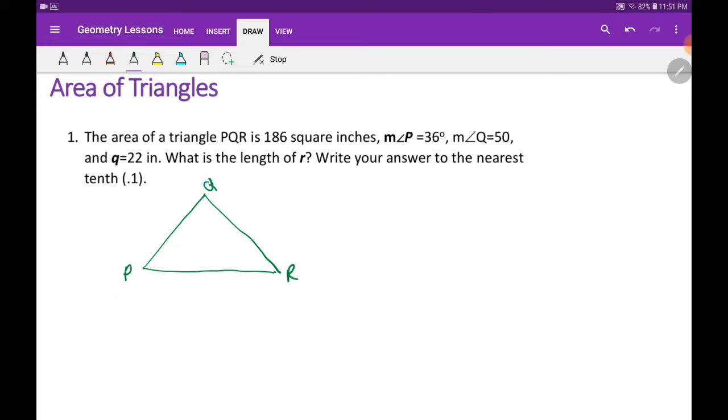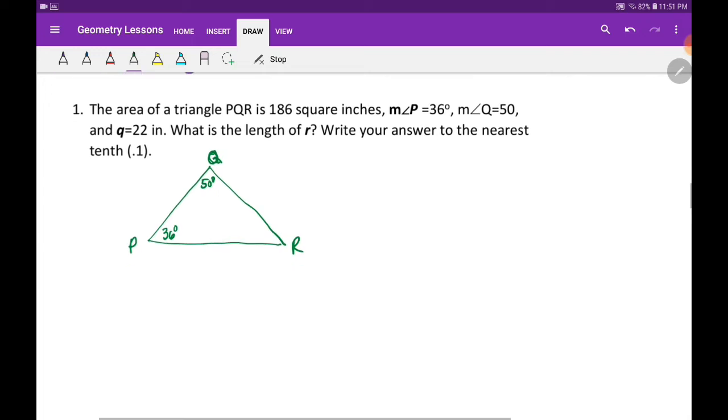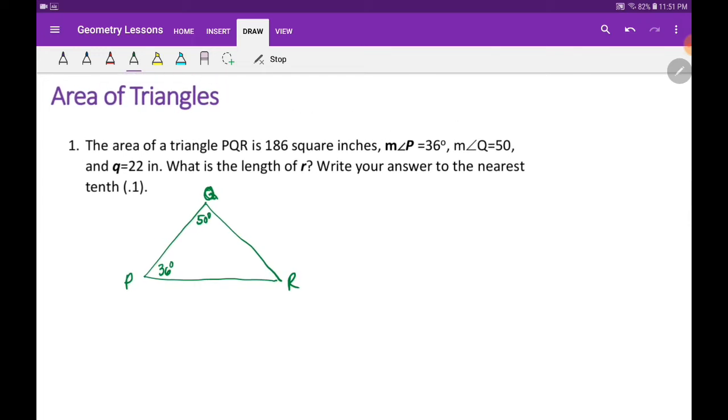Let's place our givens. The measure of angle P is 36 degrees. The measure of angle Q is 50 degrees. Again, this is not drawn to scale. And q is equal to 22. Now, how do we place q? We have capital letter Q here. That's the vertex Q. Small letter q is always the side opposite that vertex. So q is going to be right there. It's going to be q equals 22 inches.